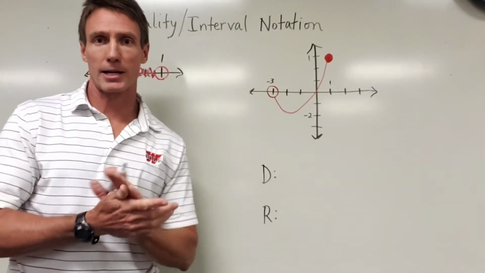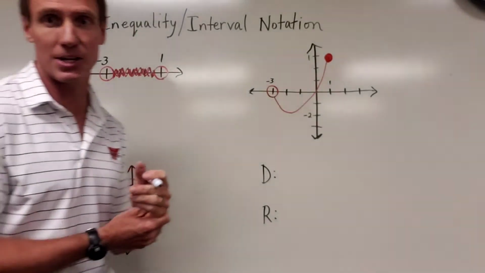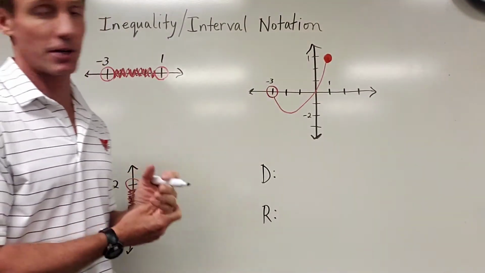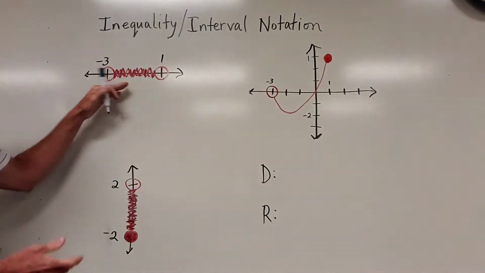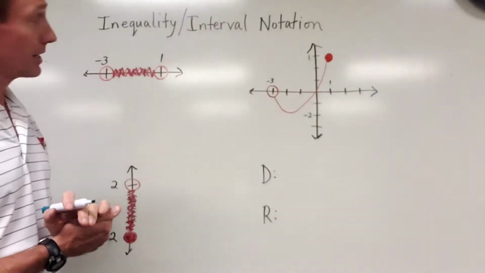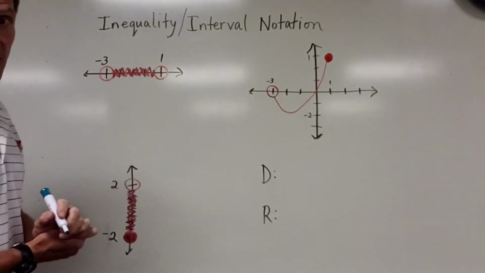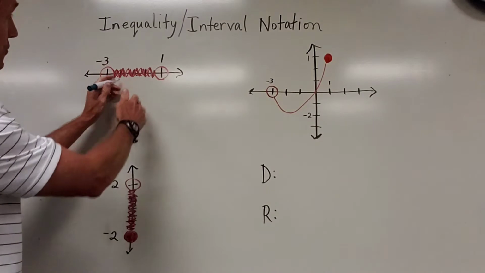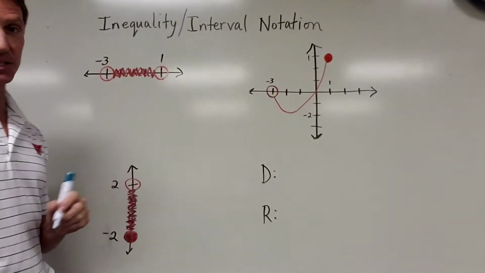All right, Coach Byerly here, and today we're going to talk about inequality and interval notation using a few graphs. We will start off with a number line, and I've got a few of these already drawn up here, trying to save some time for us. So on this number line, we have values graphed between the number -3 and +1.